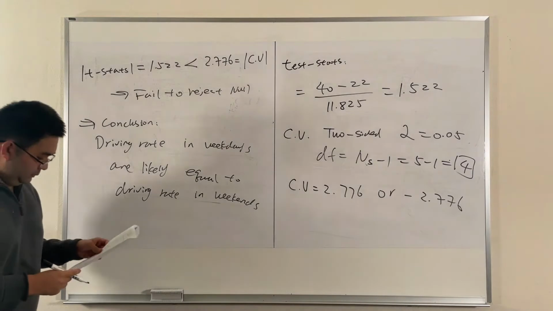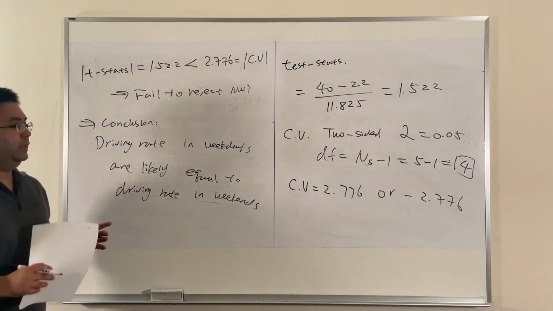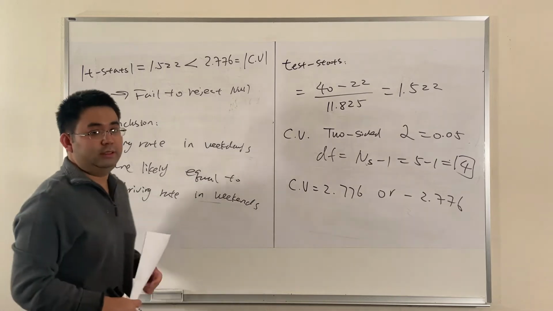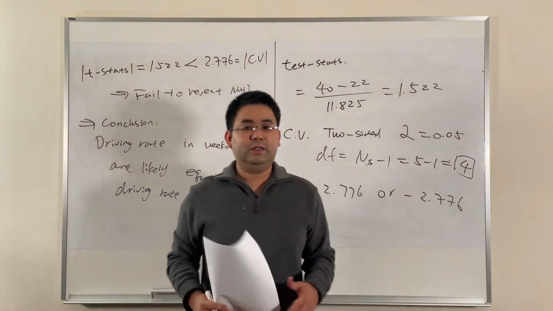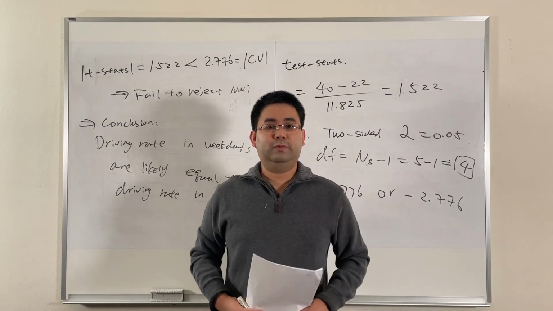Okay, very good. So this is an example where we use the conservative method to do our independent test. This video gives you 2 examples, one for the pooling method, one for the conservative method.